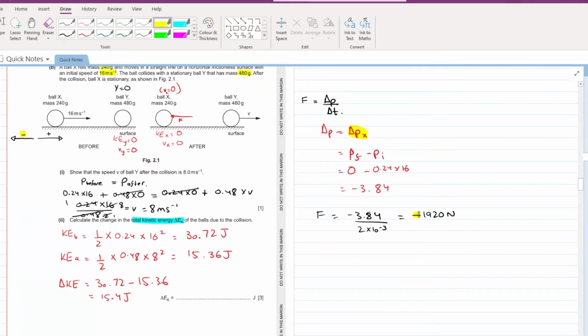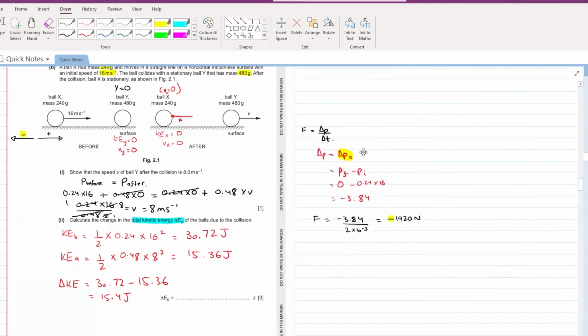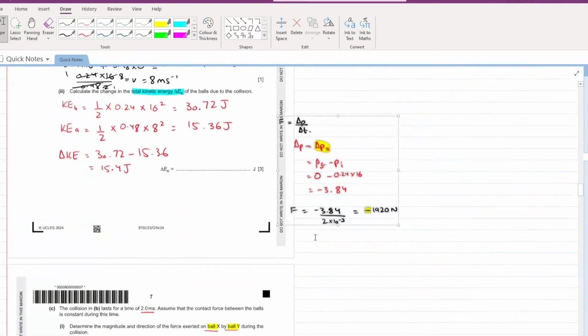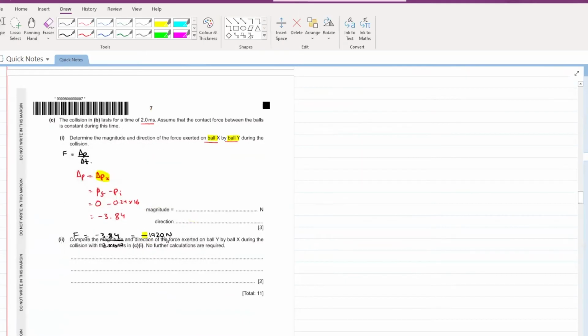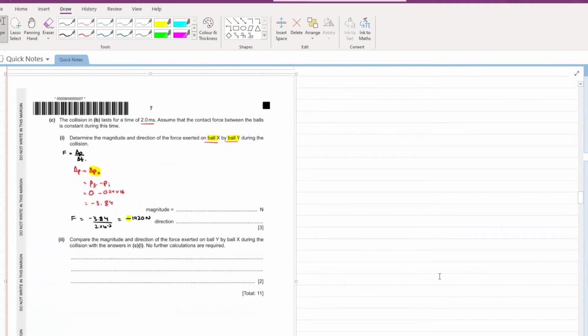The negative sign tells me that the force is acting towards the left. So now you have the magnitude as well as the direction. Let's take this and place it where we were asked about it. Here. The negative sign tells us the direction, that is to the left. What is the magnitude? 1920 Newton. Simple as that.